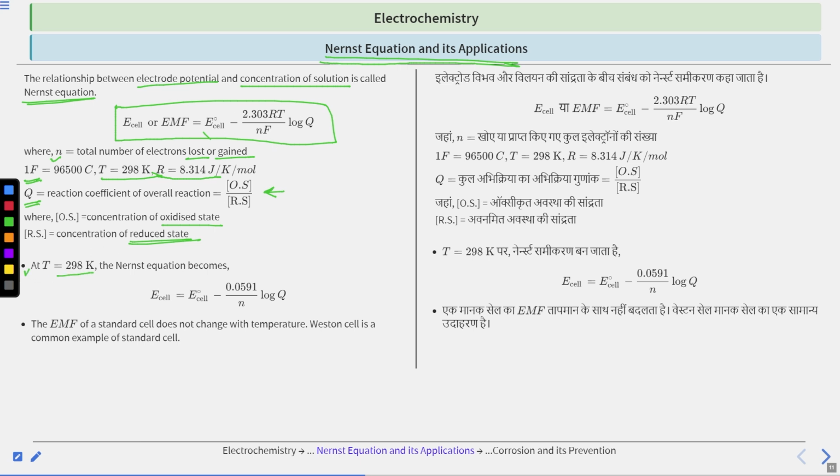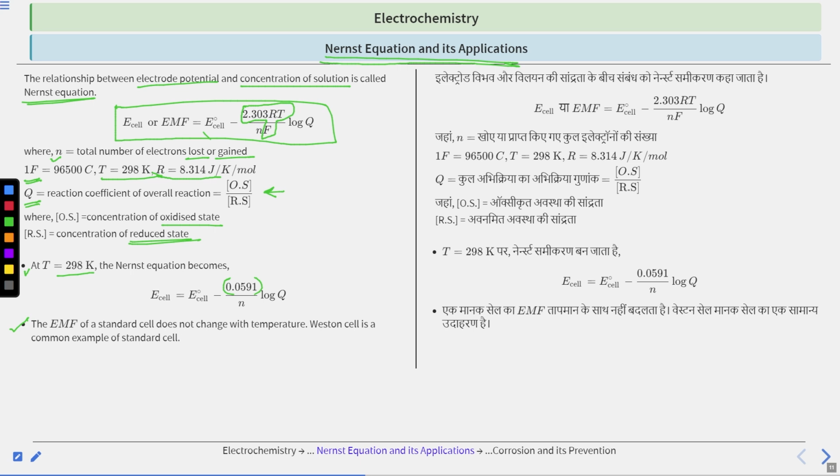Now at T equal to 298 Kelvin, the Nernst equation becomes E cell equals E naught cell minus 0.0591 divided by N log Q. Because we know R, we have been given the 2.303. If we put in the T value and solve it, it comes out as 0.0591 divided by N. F is also known, that is 96500 coulomb, right? So we solve all these constant values, and we have the value 0.0591, only if T is 298 Kelvin, divided by N log Q. The EMF of a standard cell does not change with the temperature.